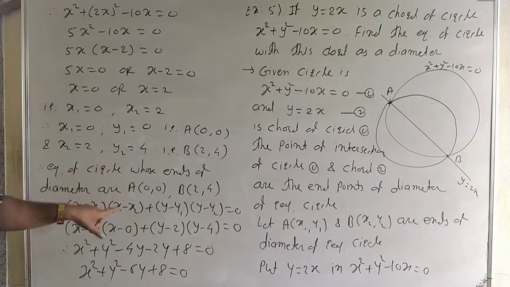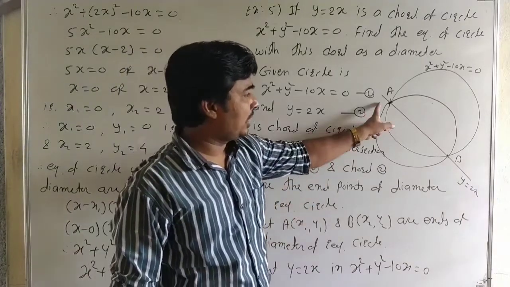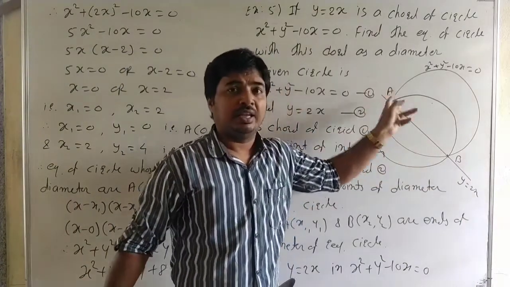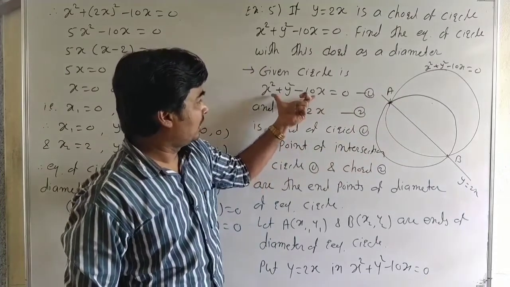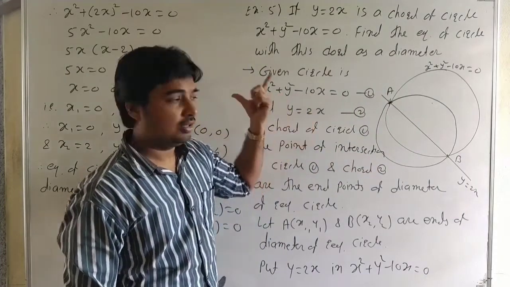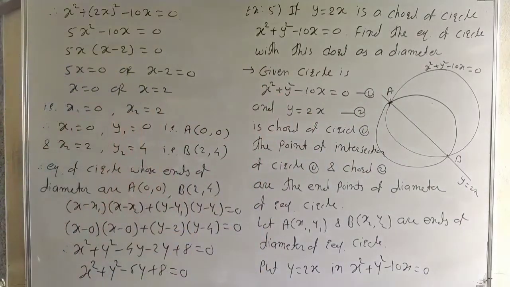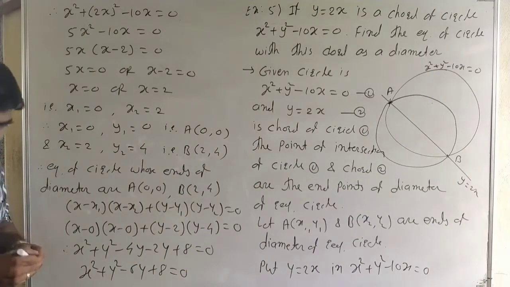It is the equation of the required circle whose ends of diameter are A and B, and A and B are the points of intersection of the given circle and the chord. Okay, here is the equation of the circle. Now we see the next example.